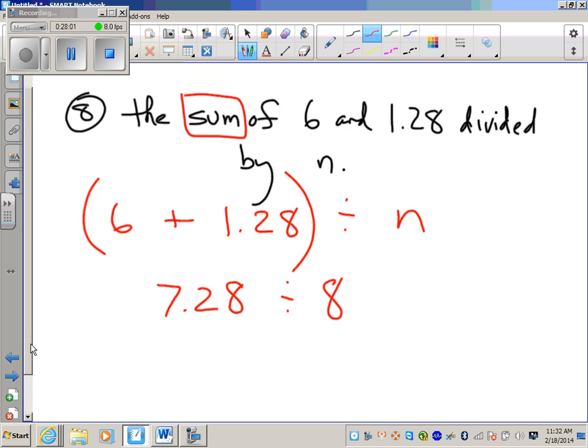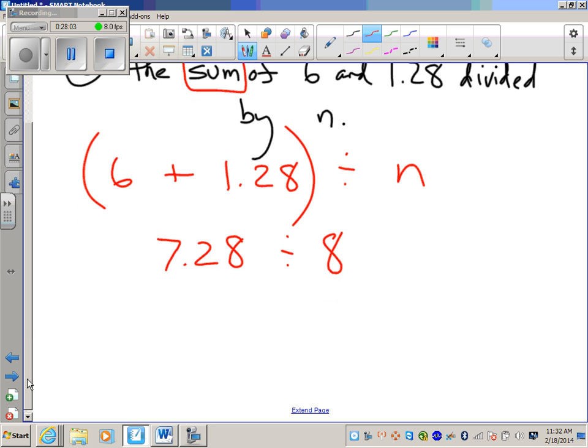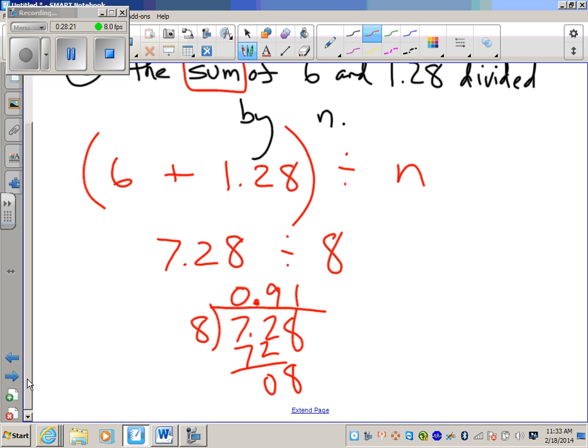Okay, is that possible? Sure it is. Put 8 on the outside, 7.28 on the inside. Bring the decimal up. Is 8 going to 7? Is it going to 72? Is it going to 8? So my final answer is 91 hundredths.